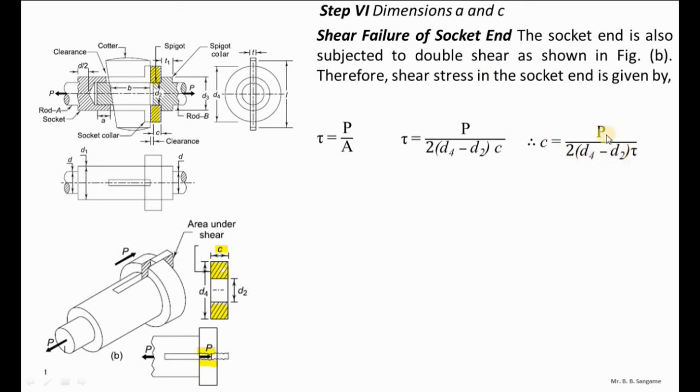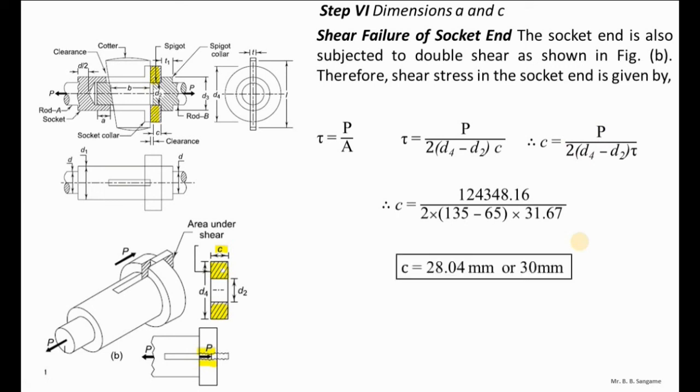We have the value of P, which we calculated in the first slide. D4 is the outer diameter of the socket collar. D2 is the inner diameter of the socket, which is also the diameter of the spigot. Tau is the permissible shear stress for the material of the socket, which we already have from the first slide. Let us put all the values and calculate C. By simplification I found that C is 28.04, so I am going to round it up to the next digit, 30 mm.